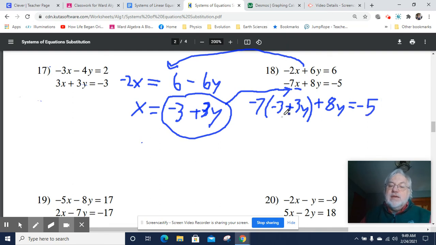So now I've got this new equation. I have replaced x with this expression for x, and now I have an equation that only has one variable. It's y. So I'll distribute the negative 7. Negative 7 times negative 3 is 21. Negative 7 times 3y is negative 21y. And then I've still got plus 8y equals negative 5.